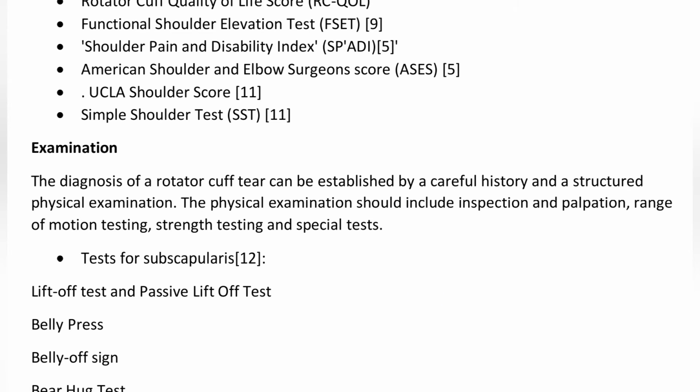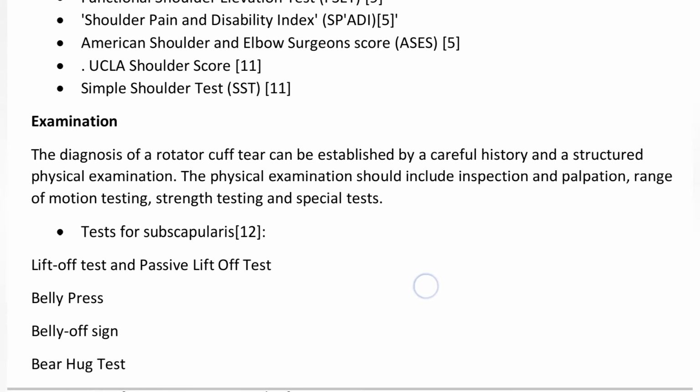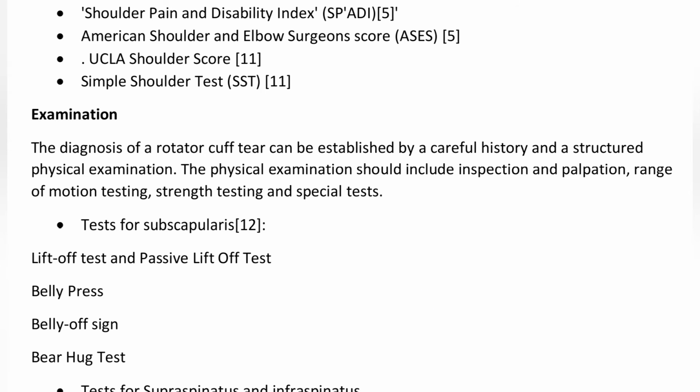The diagnosis of the rotator cuff tear can be established by a careful history and structured physical examination. In the physical examination, we should inspect, palpate, and use range of motion testing, strength testing, and the special tests. There are tests for the different rotator cuff muscles.